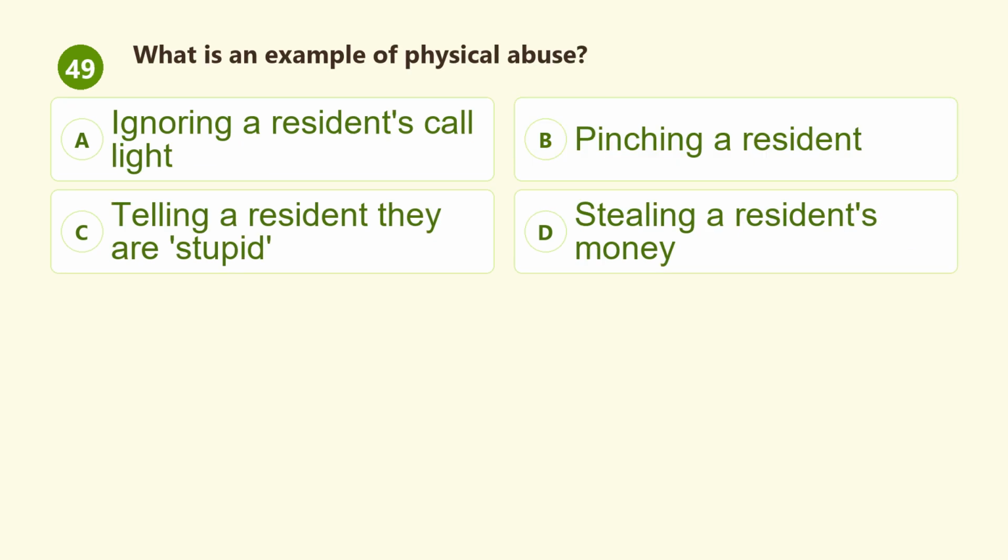Question 49. What is an example of physical abuse? Option A. Ignoring a resident's call light. Option B. Pinching a resident. Option C. Telling a resident they are stupid. Option D. Stealing a resident's money.